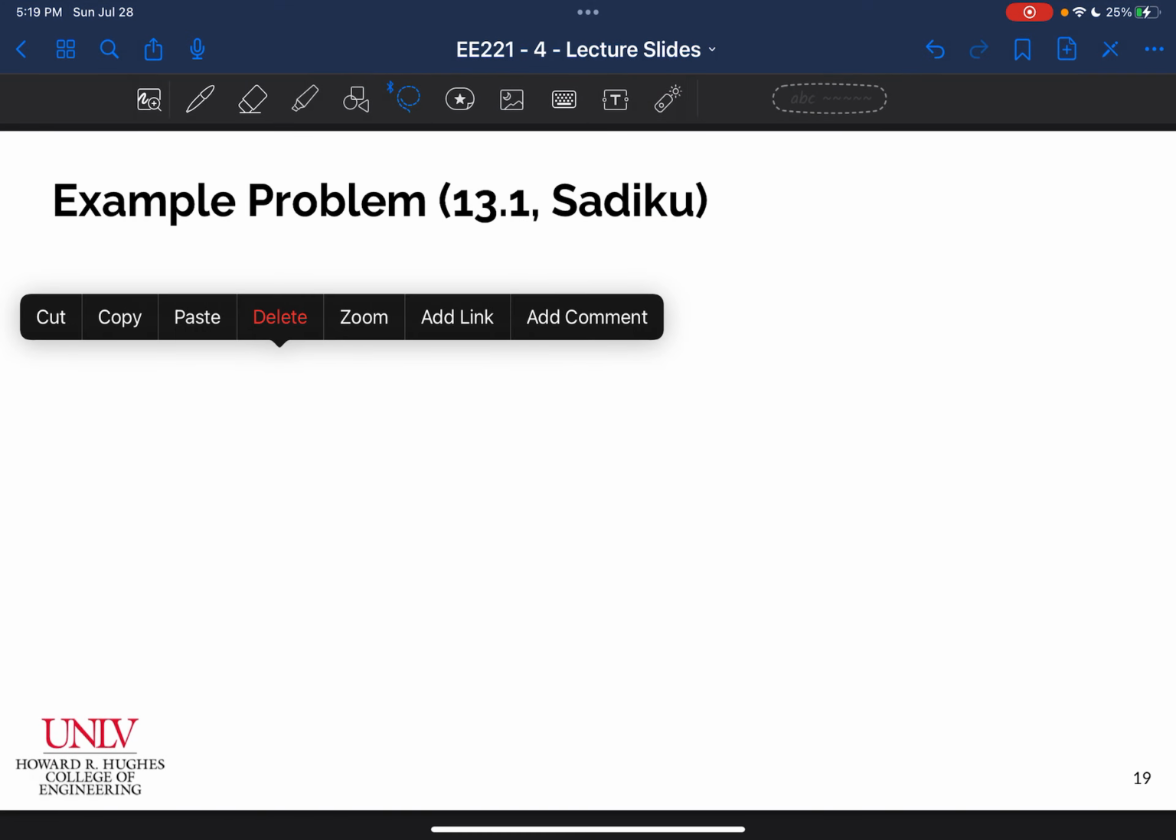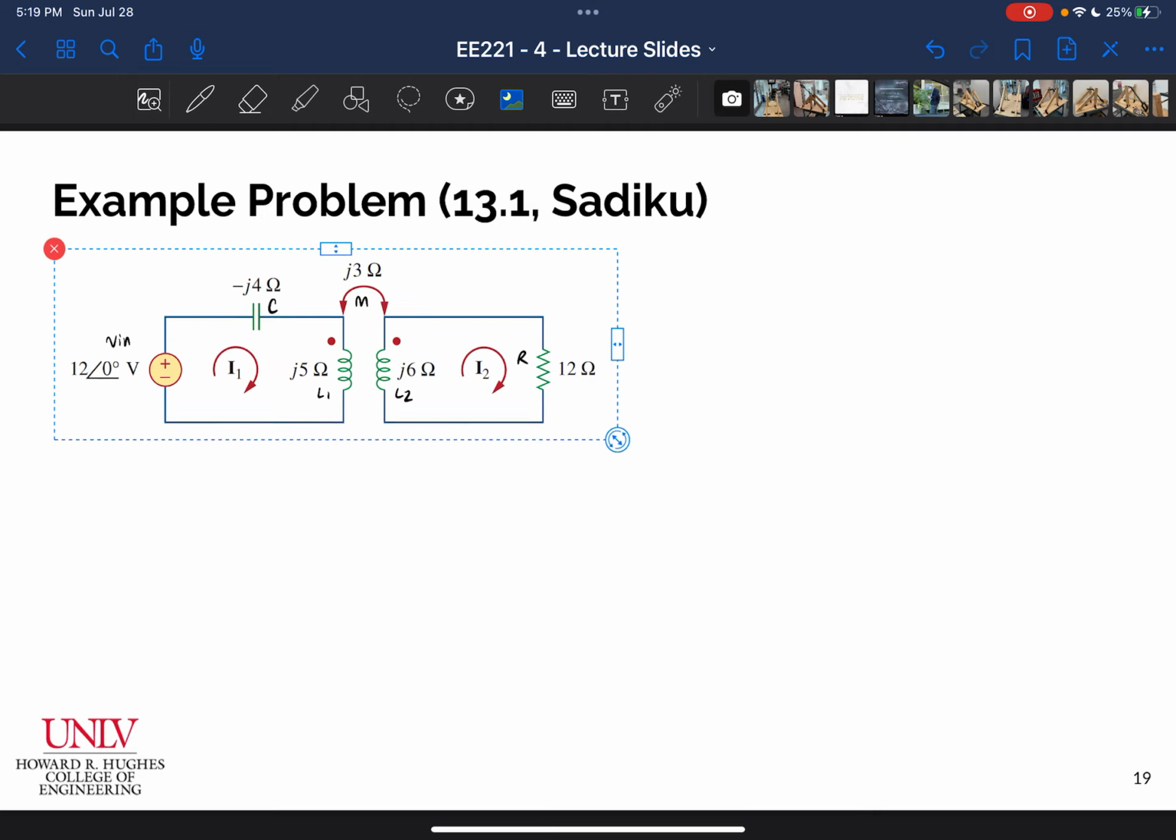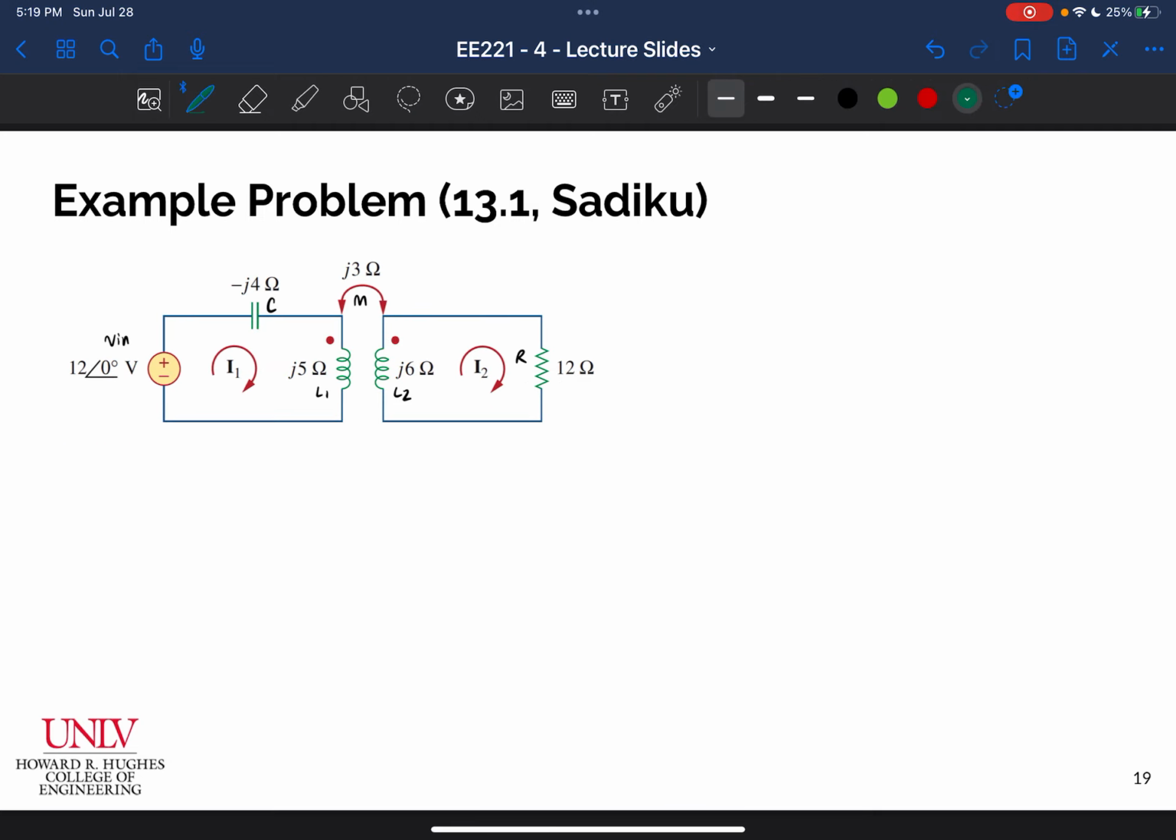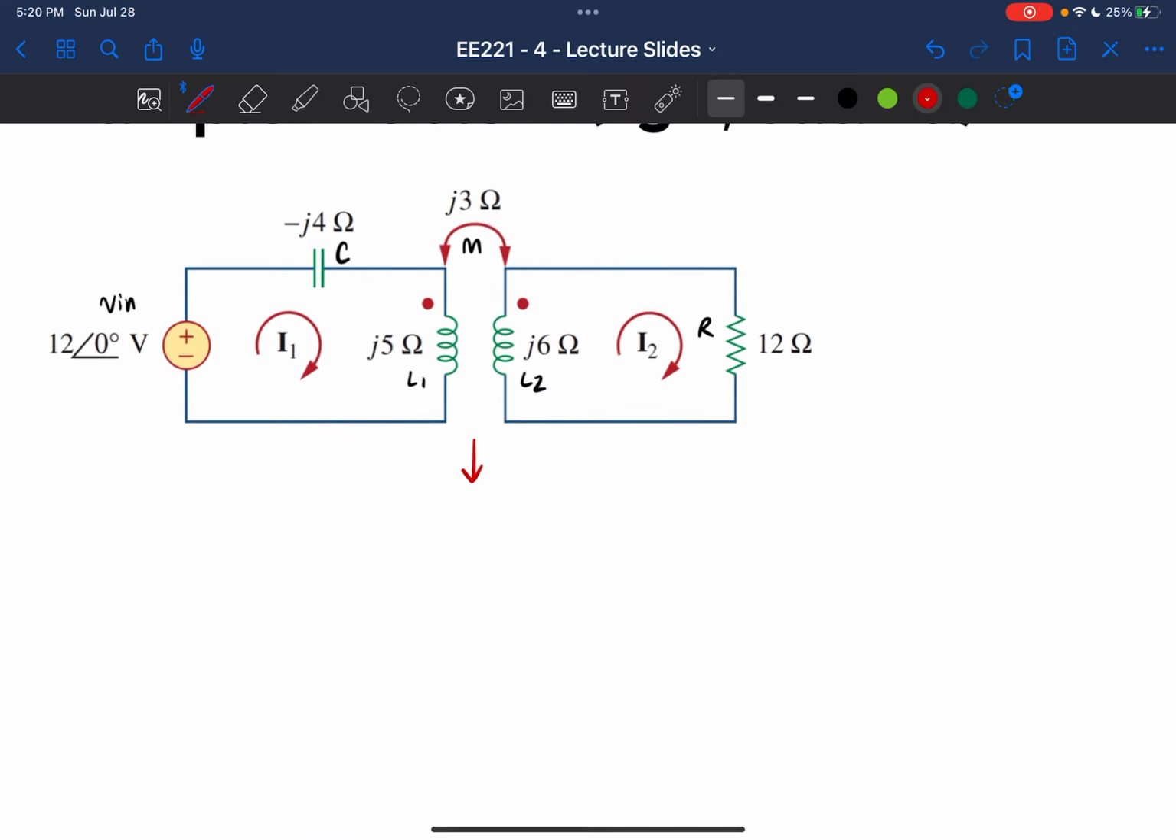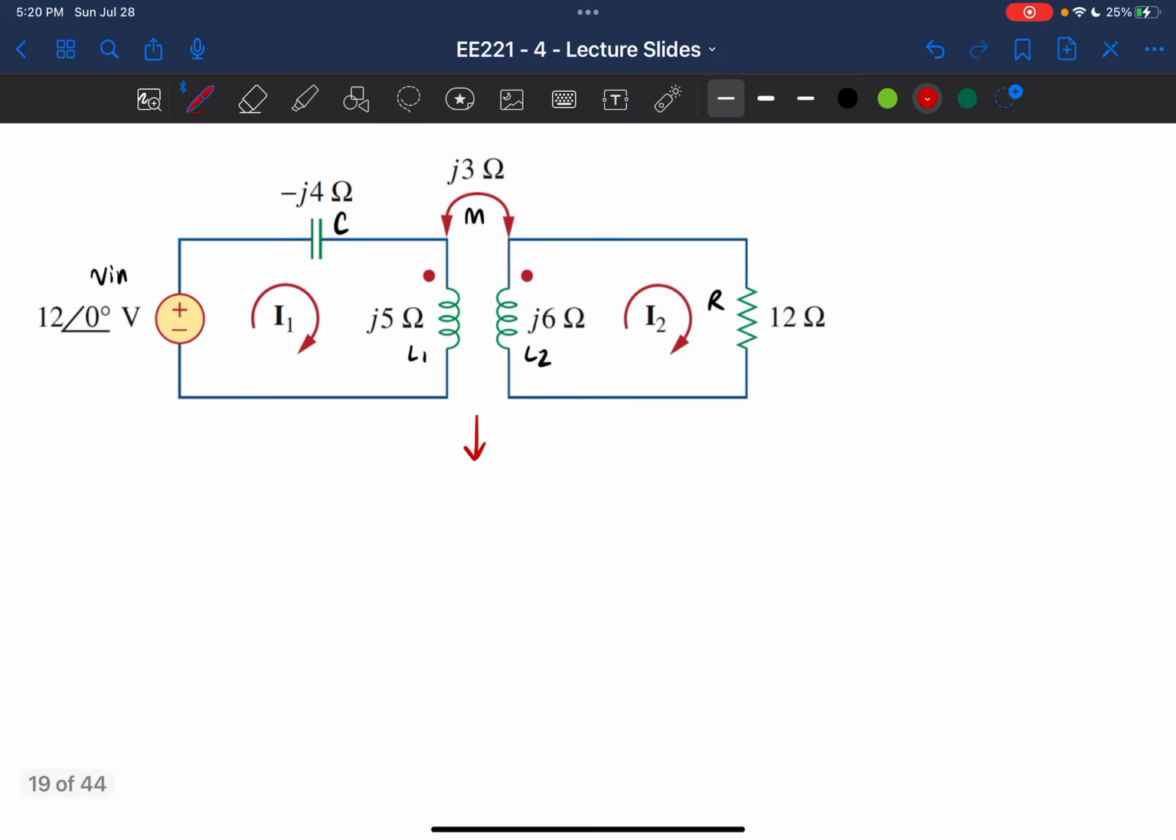So let's just go through the exercise of transferring this over, basically getting the dots and the mutual inductance out of the system so that we can solve this basic two-loop mesh analysis, okay? So what we have to take into account are where the dots are with respect to these inductors, and then we have to take into account this mutual inductance, okay?